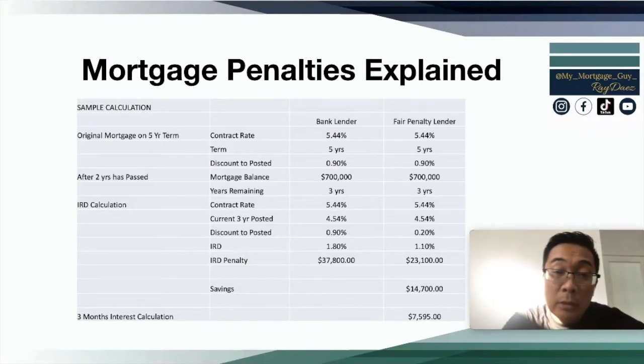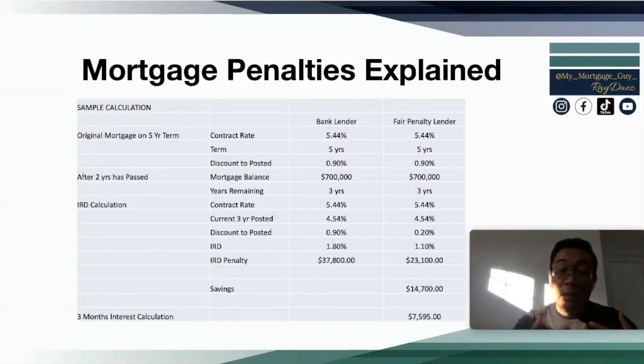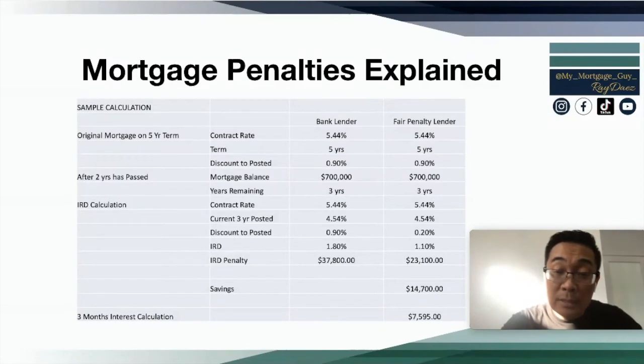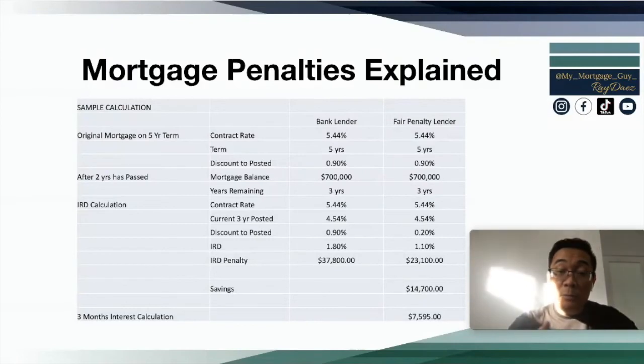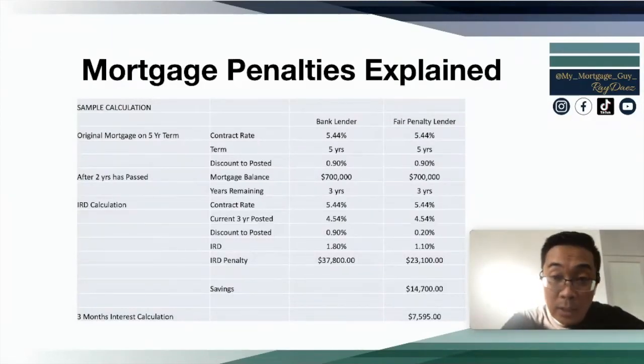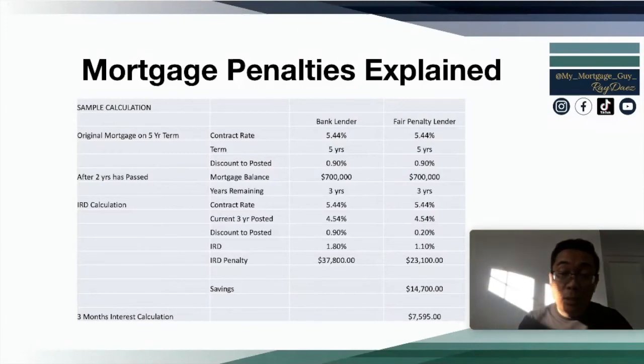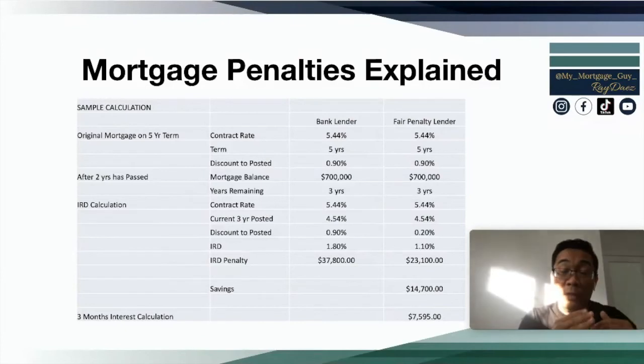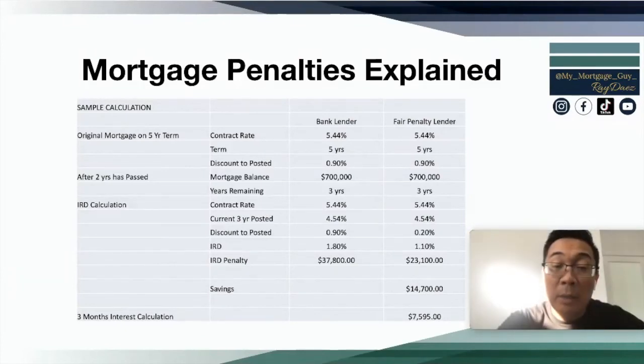Now, the discount on the posted rate originally with the bank lender is 0.9%. The way they calculate the interest rate differential amount is using 4.54% less the 0.9% discount, and basically compare that to the contract rate of 5.44. The difference between the two is 1.8%. So 1.8% on the $700,000 mortgage, and then multiplied by 3 comes out to $37,800 for the next 3 years of interest accumulated based on 1.8% annual interest rate differential.